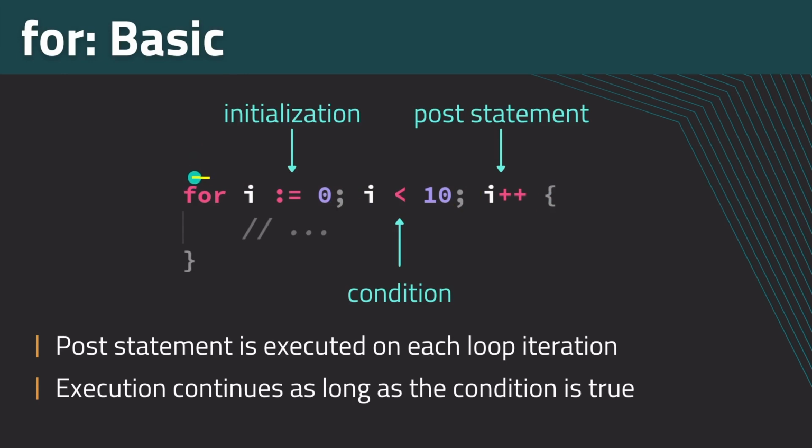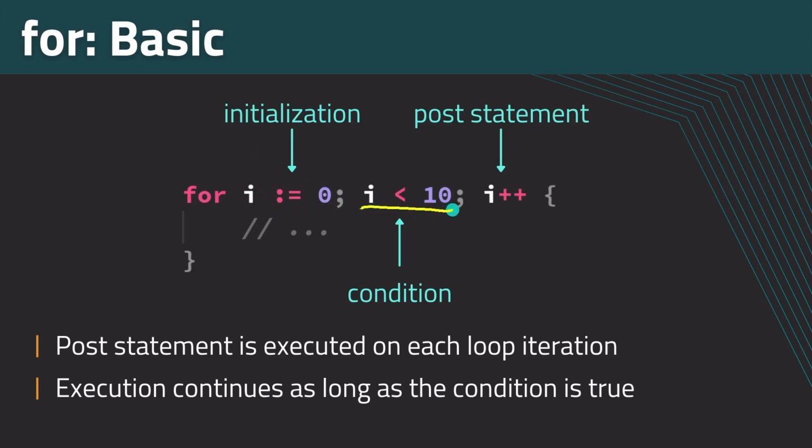So we create our loop with the for keyword. In our initialization statement, we would typically create a new variable, and it's usually named I for iteration. Generally, you start at 0, but you can start at any point you want. We're using the create and assign operator to create I and assign it the value of 0.